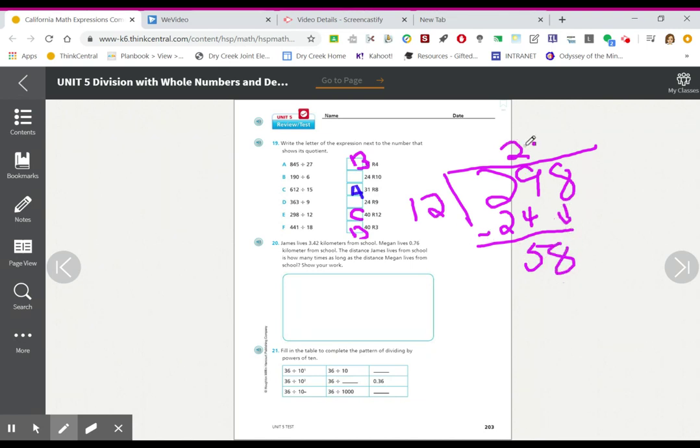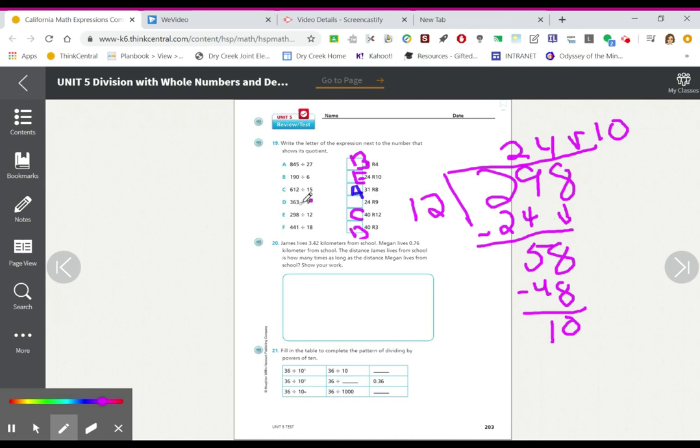12 goes into 58 4 times to give me 48. So subtract 48 from 58 and I get 10. Is 10 less than 12? Yes, so I'm done. So it's 24, remainder 10. I'm going to mark it on my side over here. So I wrote it there, and there's my E.